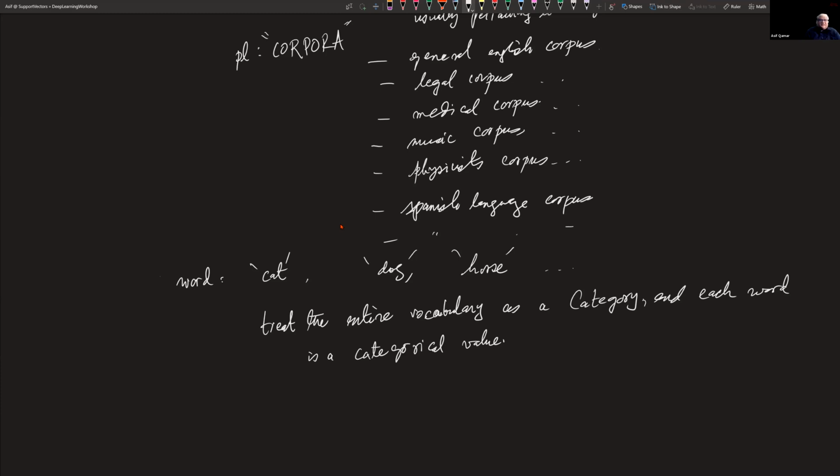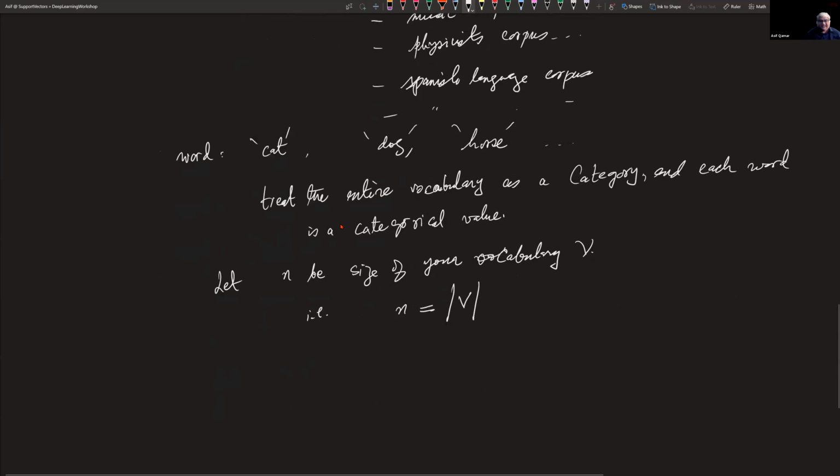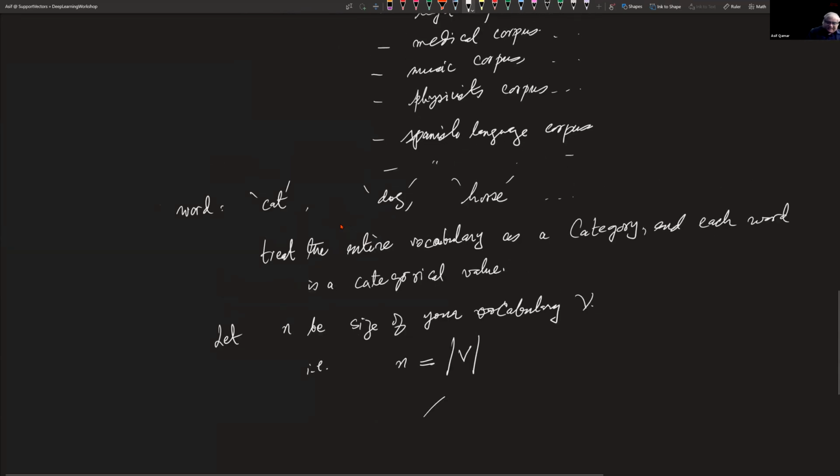Yes. So what you can do is, suppose your vocabulary, let n be the size of your vocabulary, that is |V|. I'll just use a notation so that we remember, whenever you put a bar in this space in natural language processing, you refer to the size. So size of this vocabulary, let it be n. So there are n words in your language.